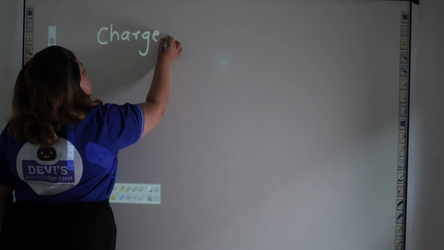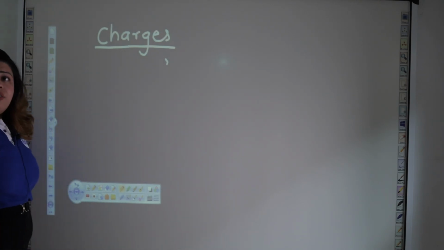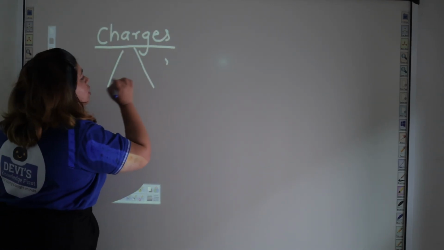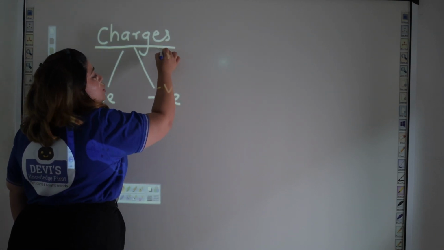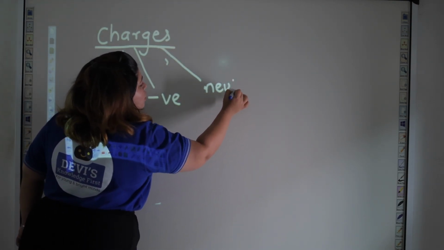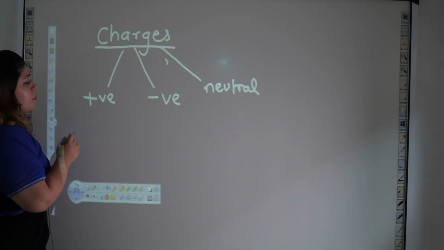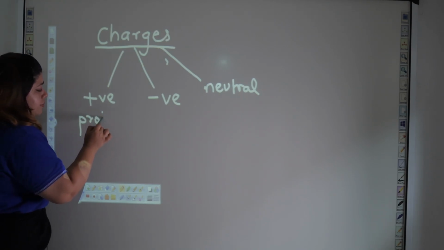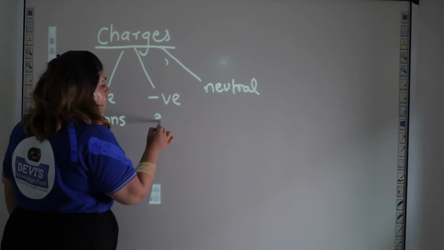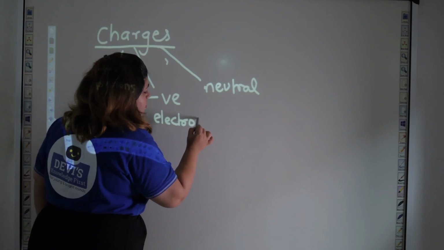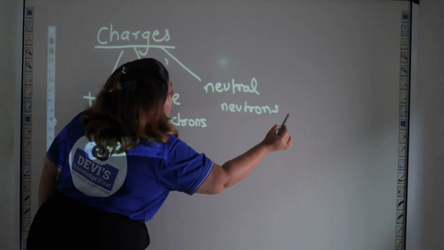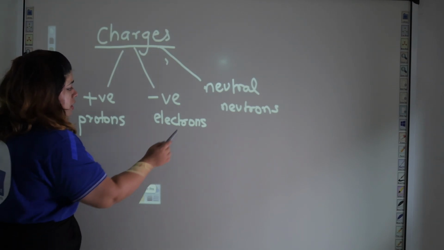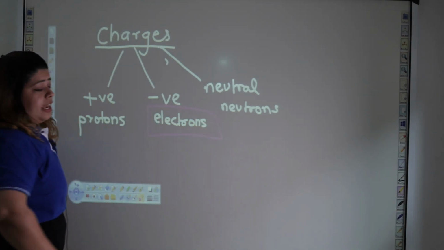When I told you about electricity, I mentioned charges. When we talk about charges, we have two types of charges: positive charges and negative charges, and also there are neutral charges. So positive charges are protons, negative charges are electrons, and neutral ones are neutrons. In electricity, the main focus is going to be on electrons.